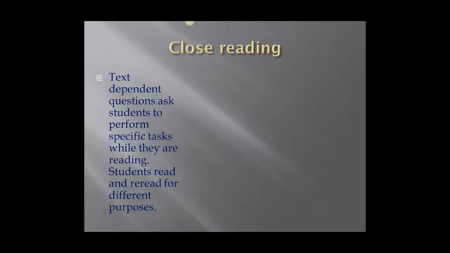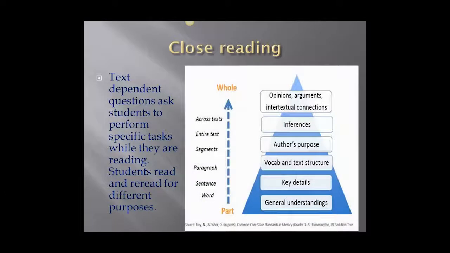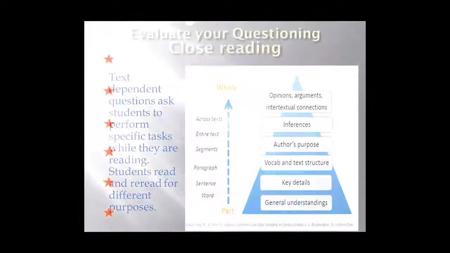Close reading is one way to achieve this text-dependent questioning, because text-dependent questions ask students to perform these specific tasks while they are reading, and students read and reread for different purposes. These are some of the things that we could have a student go back and reread for. Anything from general understandings to opinions and arguments and intertextual connections.